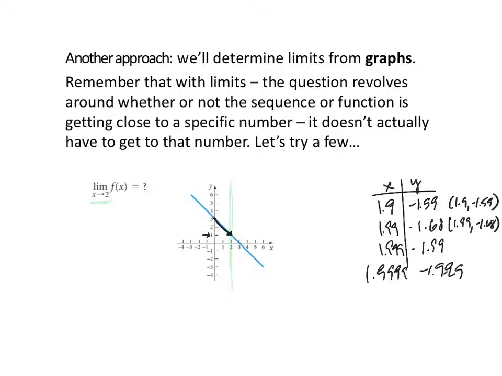Now I'm going to do the same thing. I need to approach the wall from the right. Again, start somewhere to the right of the wall on the function graph and move toward the wall. And where do I hit? Again, at positive 1. So the limit as x approaches 2 from the left of f of x is 1, and the limit as x approaches 2 from the right of f of x is 1. So this limit equals 1.